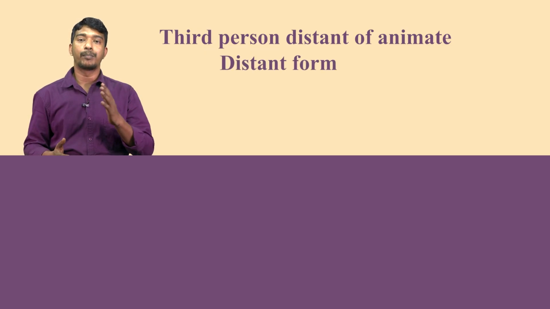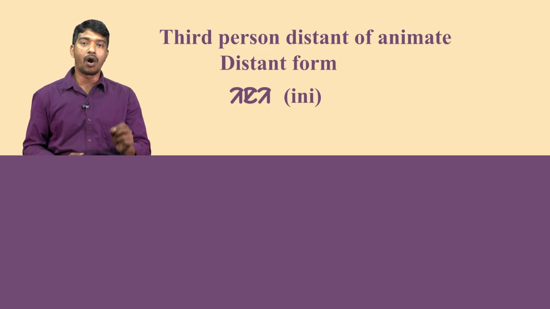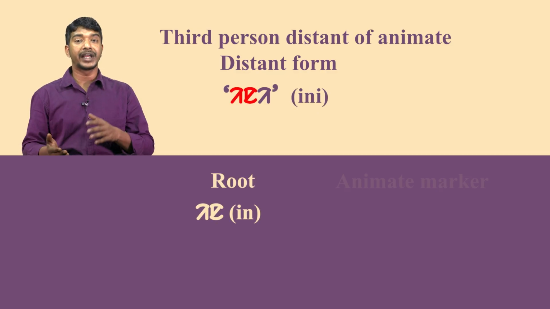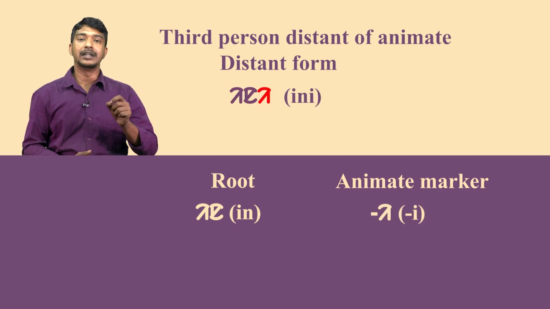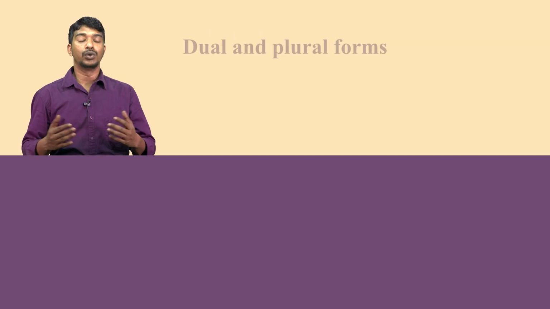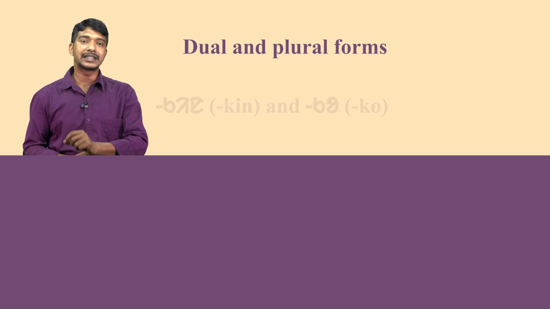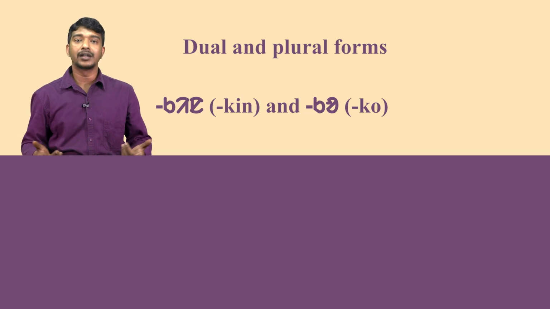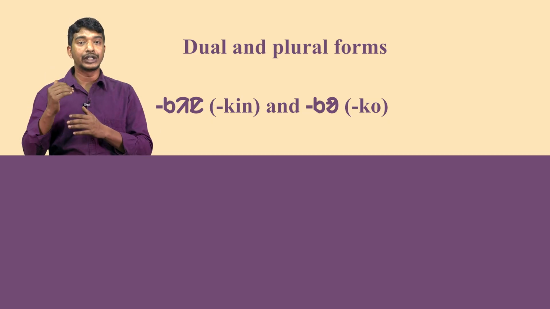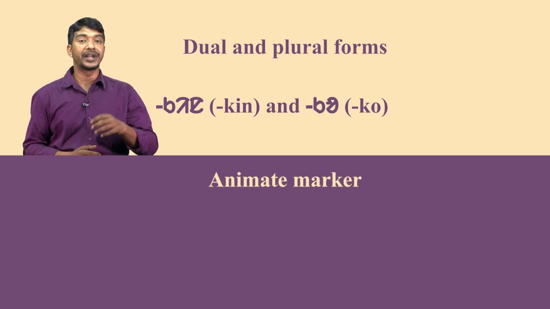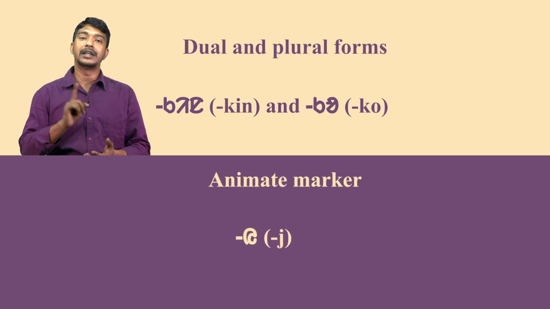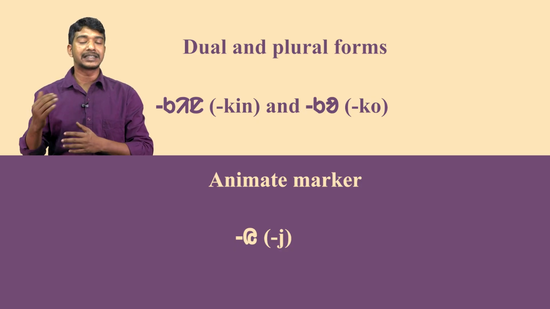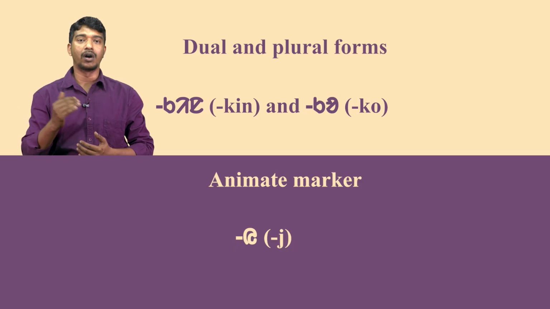The distant form ini is formed from the root in with the addition of animate marker e, denoting any living being. Dual and plural forms receive the kin and ko respectively. As usual, third person markers are used with the addition of animate marker denoting any living being. Dual and plural forms receive the kin and ko.